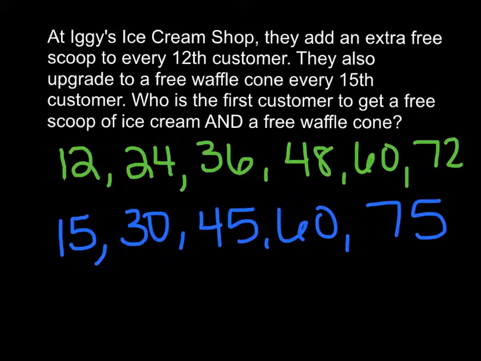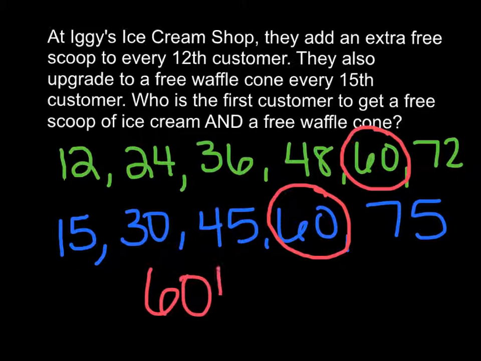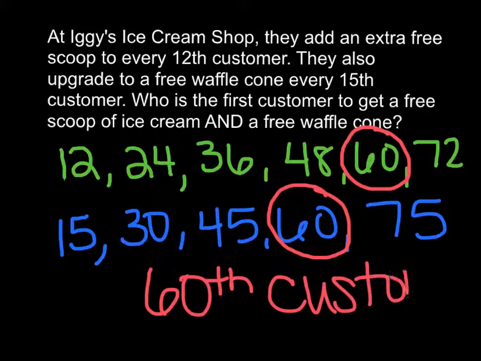And if you look, that 60th person that walked through the door is pretty lucky, because not only did they get a free scoop of ice cream, but they also had the option to upgrade and get a free waffle cone. So the first person to walk through the door that gets a free scoop of ice cream and a free waffle cone would be the 60th customer. Please don't forget to label every time that you do a word problem in math.